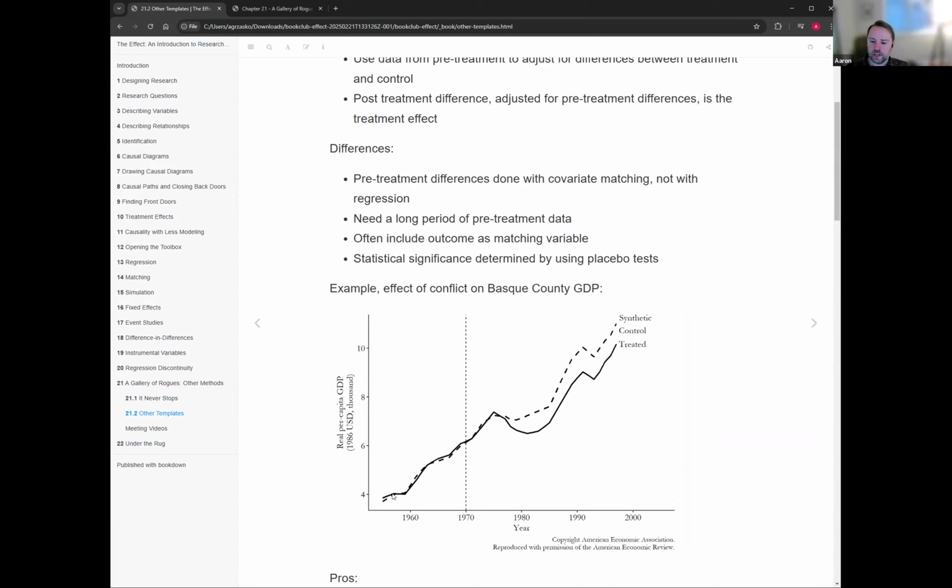And how this would work ideally is that with this matching and weighting process, you end up with something that looks very similar to your treatment group pre-treatment. And in this case, this Basque Country GDP before the conflict, the treatment and control are right on top of each other. And a point in the book was that the conflict maybe started in 1970, but there's a ramping up period. So even though we just controlled for pre-1970, things still looked similar for a while afterwards. And then you see a disconnect later on, a few years after 1970.